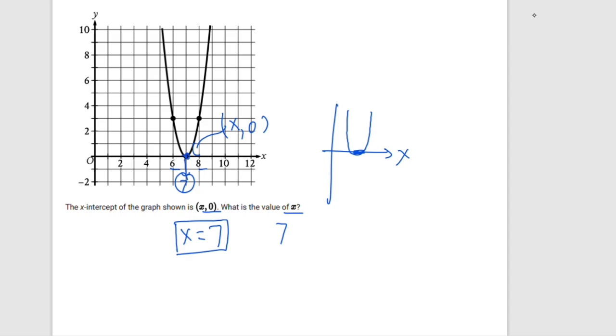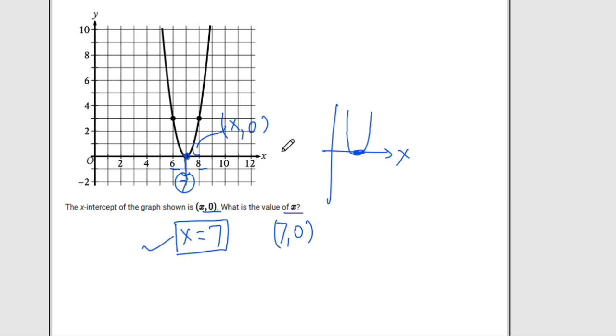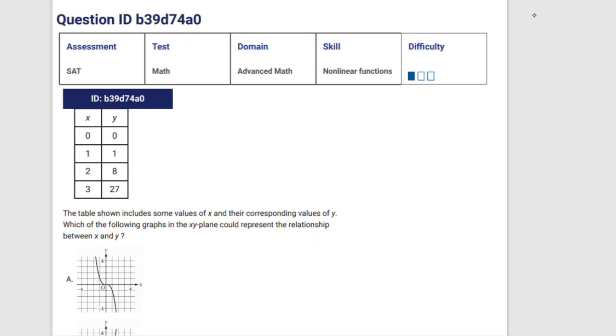So 0 is the x-intercept. So this is our answer. Next. Alright, the table shown includes some values of x and their corresponding values of y. Which of the following graphs in the xy plane could represent the relationship between x and y?